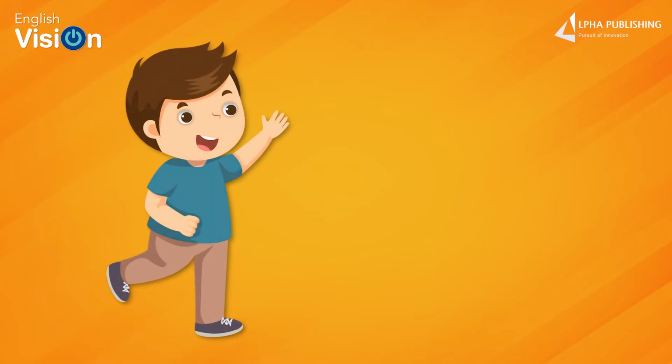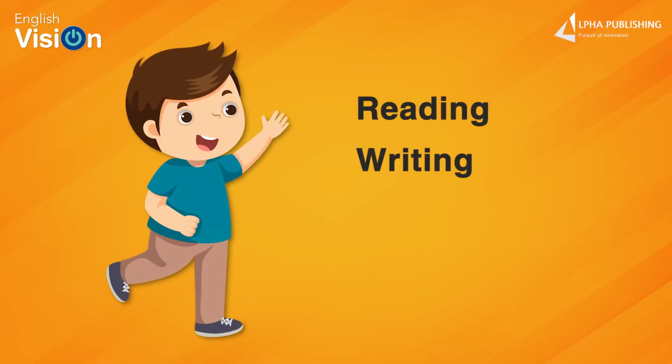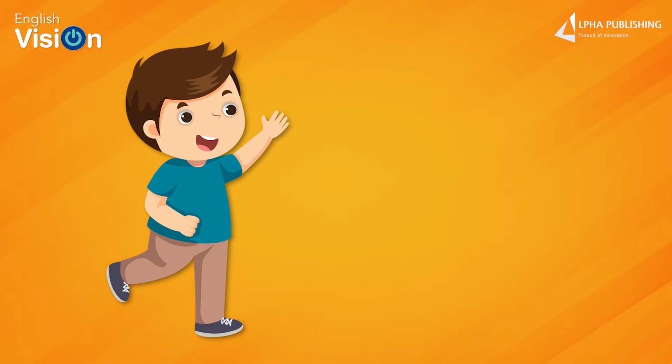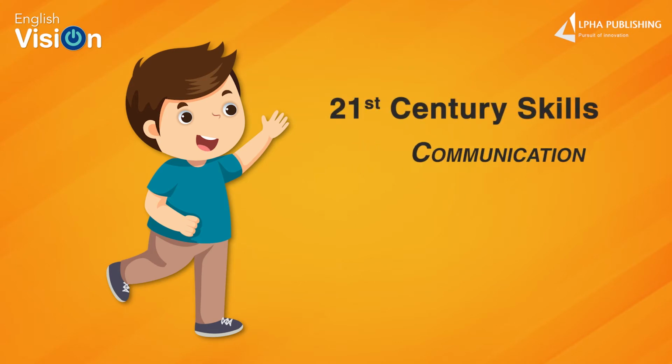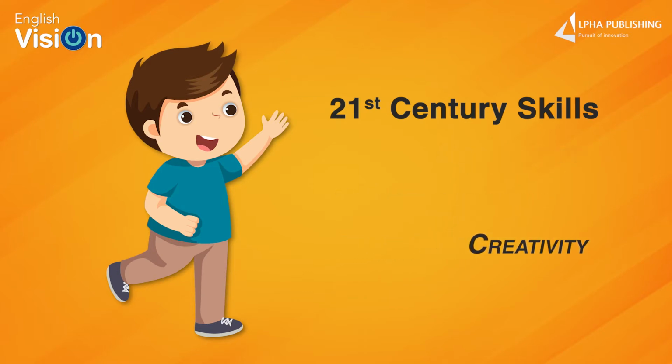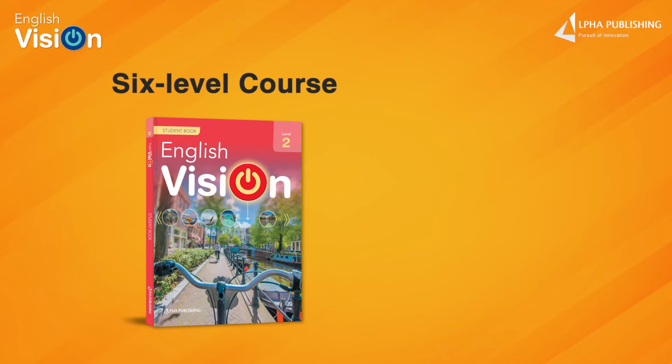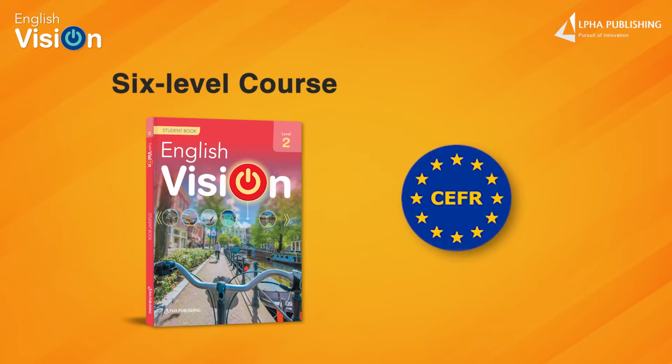English Vision is the perfect course for teaching your students and young learners the skills of reading, writing, speaking and listening. It also encourages our young learners to develop the 21st century skills of communication, collaboration, creativity and critical thinking. The course is a 6-level course for primary school children and is aligned to the Common European Framework of Reference for Languages, starting at the Pre-A1 standard and progressing to B1+.